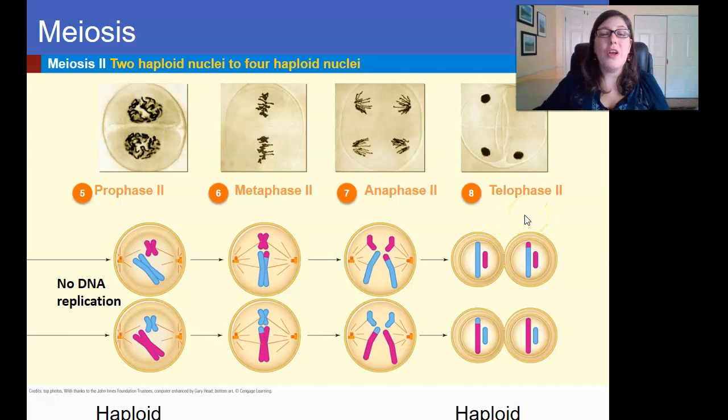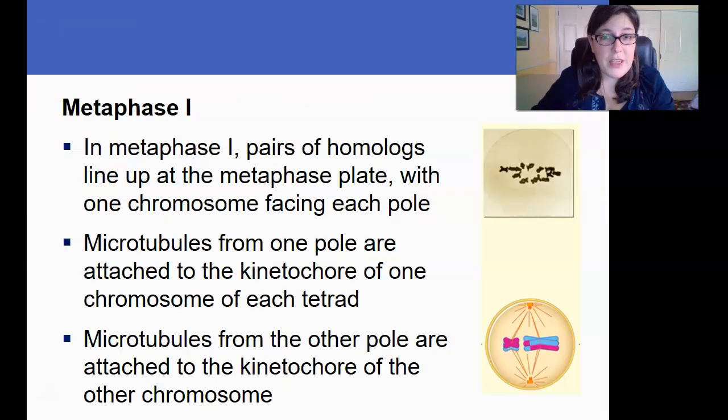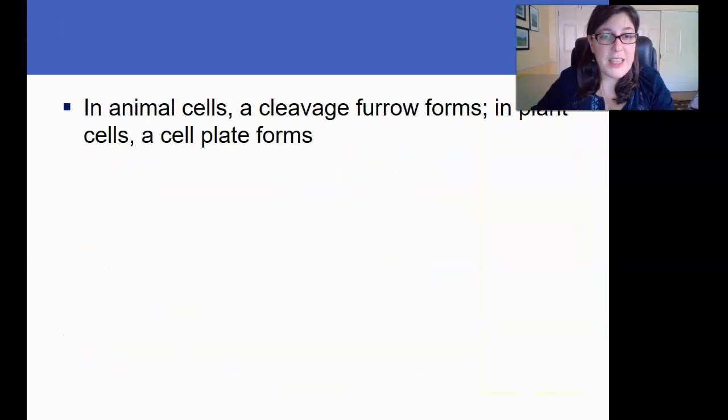And this is where those nuclear envelopes are going to reform. Those spindle microtubules are going to fall apart. And those chromosomes are going to open back up so that they can do transcription. So all of these cells are haploid, meaning they only have 1 copy of each set of chromosomes. So I have a whole bunch of pictures now going through everything I just said.